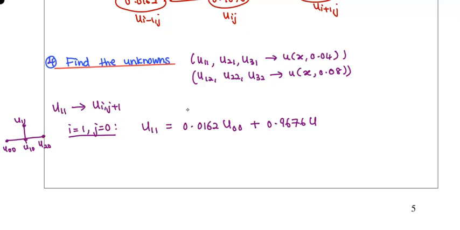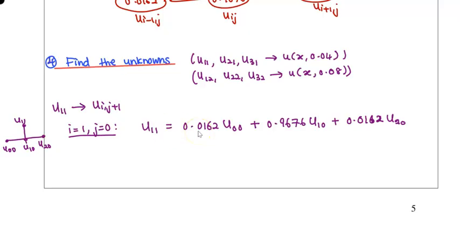Plus 0.9676 Ui,j. So i is 1, j is 0. Plus 0.0162 Ui+1,j. Your current i is 1, so it will be U2,0. So you can see all the values on the right-hand side are known values. They are not your unknown. The unknown is only the value at the left here. That's why in the previous step, we isolated the Ui,j+1 to be at the left side.